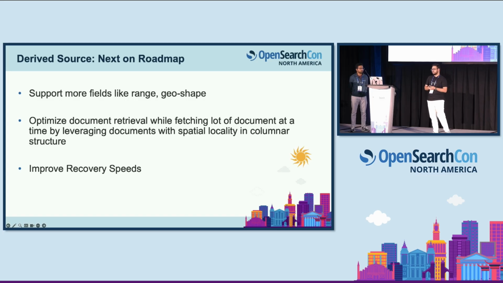So immediately next, we have support for fields like range and geoshape. We are also looking at how we can optimize the overall document retrieval by taking advantage of how doc values are actually stored on disk and what the access pattern for them is, and based on that access pattern, whether we can leverage the same to generate the source. So we are trying more and more optimizations around that, which should help us bring down the retrieval time for your document source further. That is something we are actively working on, and we'll have something out very soon.